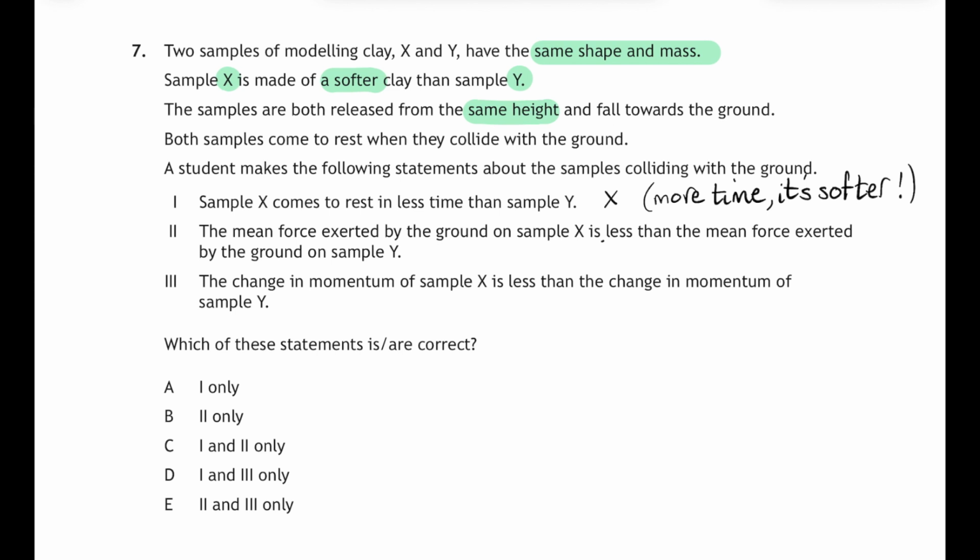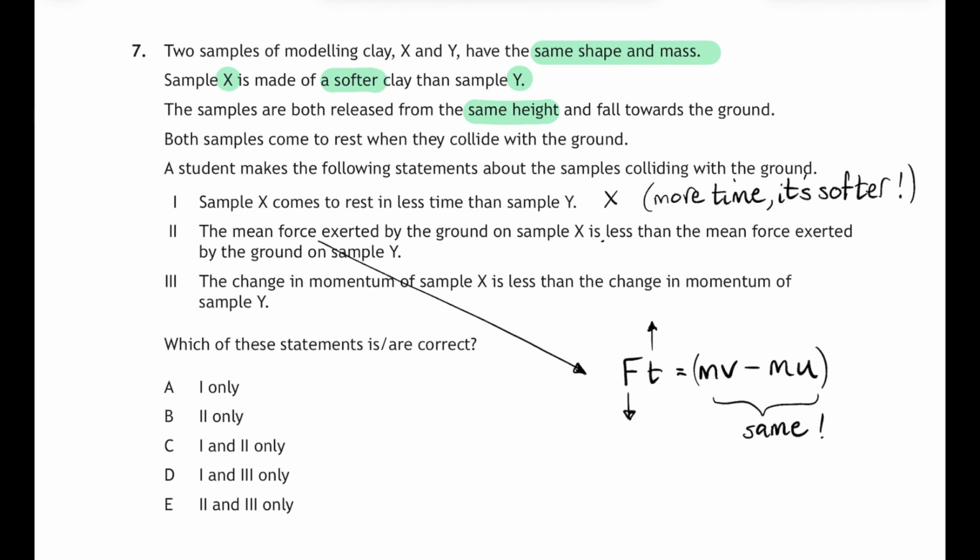Statement 2, the mean force exerted by the ground on sample X is less than the mean force exerted by the ground on sample Y. This is impulse and change in momentum again. It all hinges on this relationship, the impulse and change in momentum relationship. The change in momentum of both samples will be the same because they've got the same shape, the same mass, and they're dropped from the same height. And they both come to rest when they hit the ground. So if the change in momentum is the same for both, but the time of contact is greater for sample X because it's softer, then the mean force exerted by the ground on sample X will be less than Y. So statement 2 is correct.